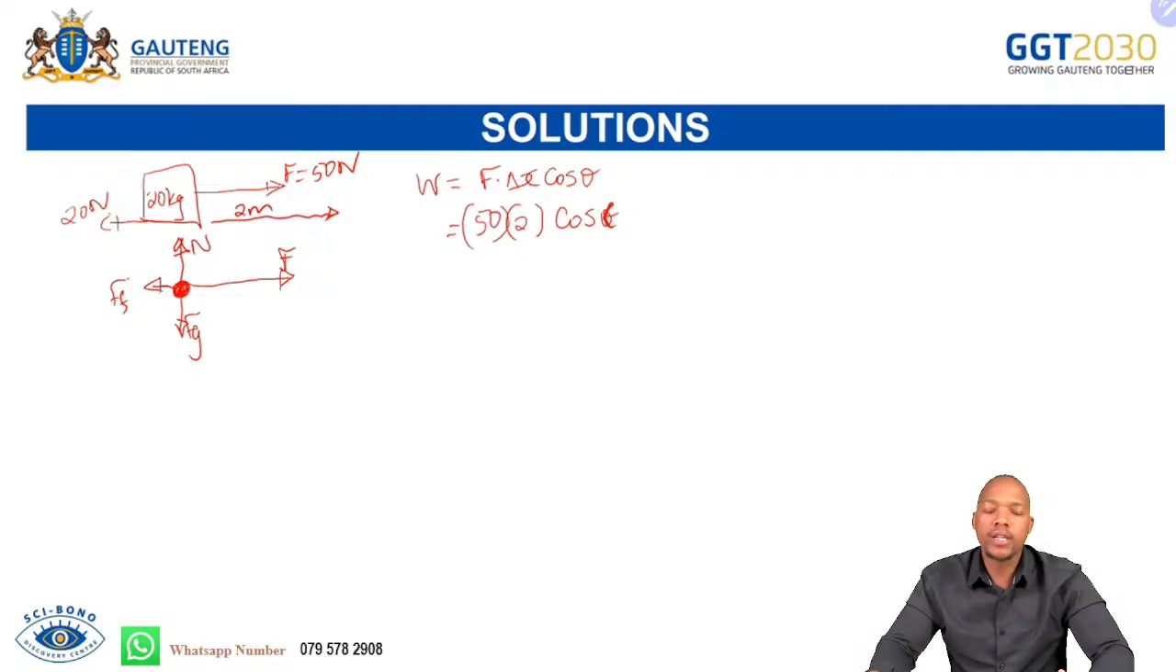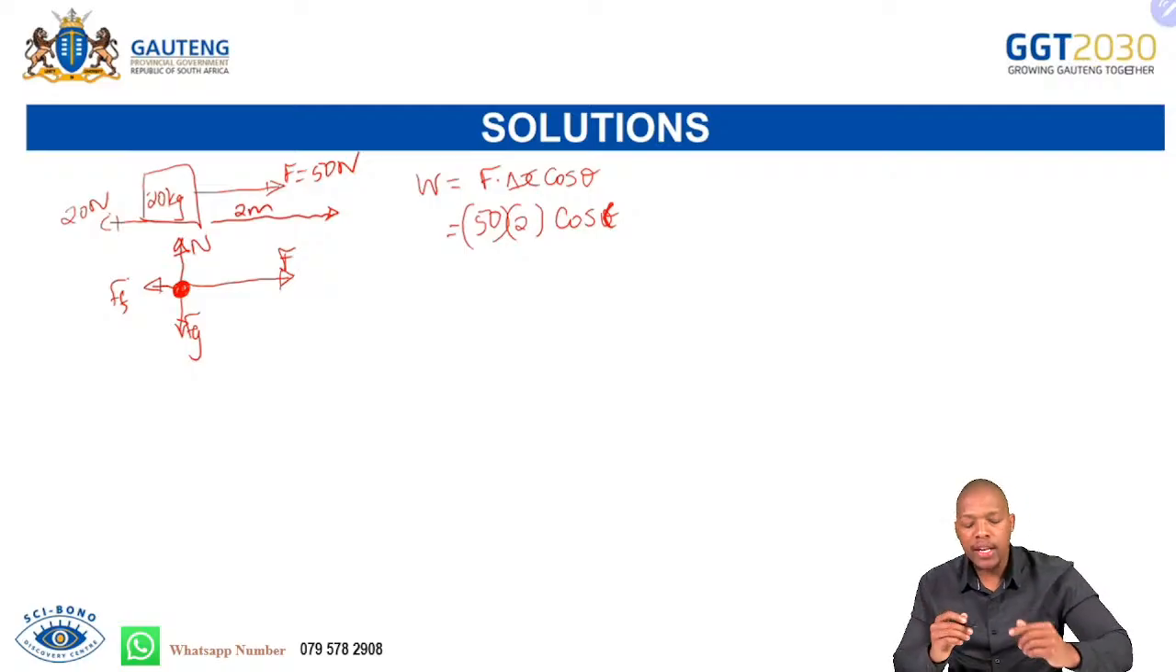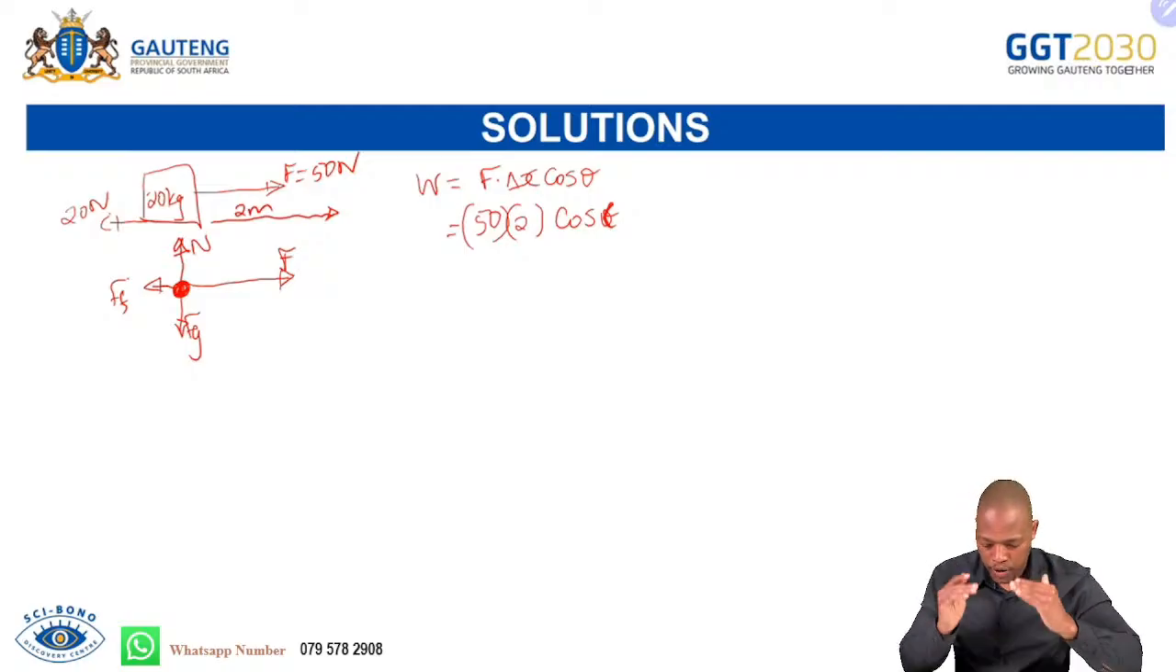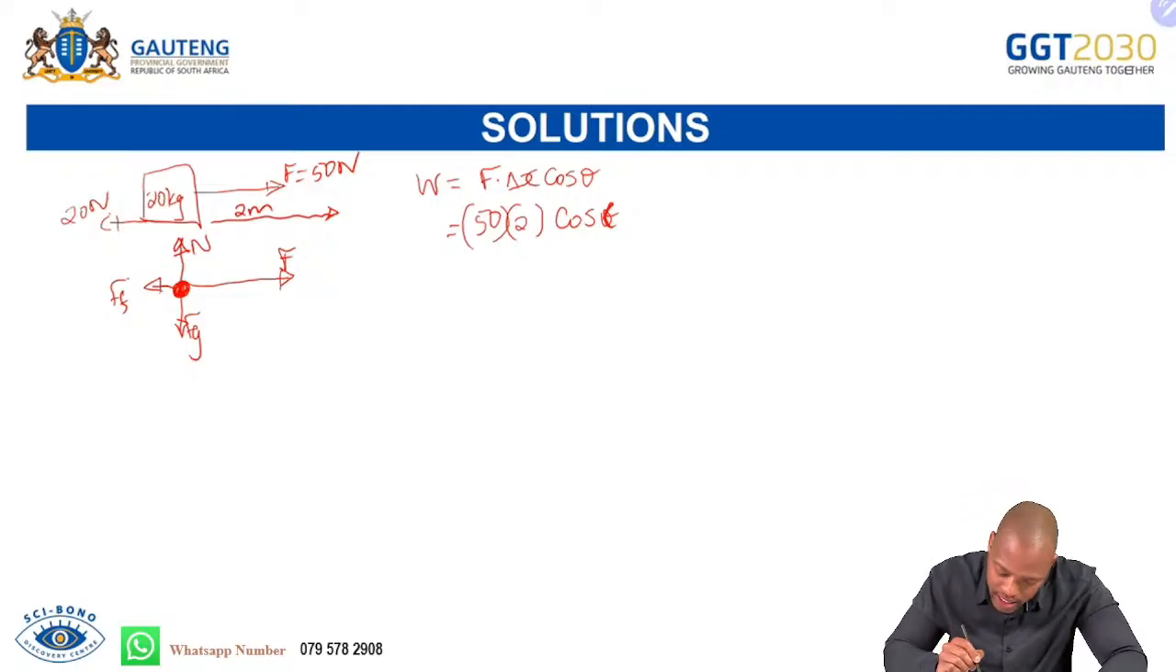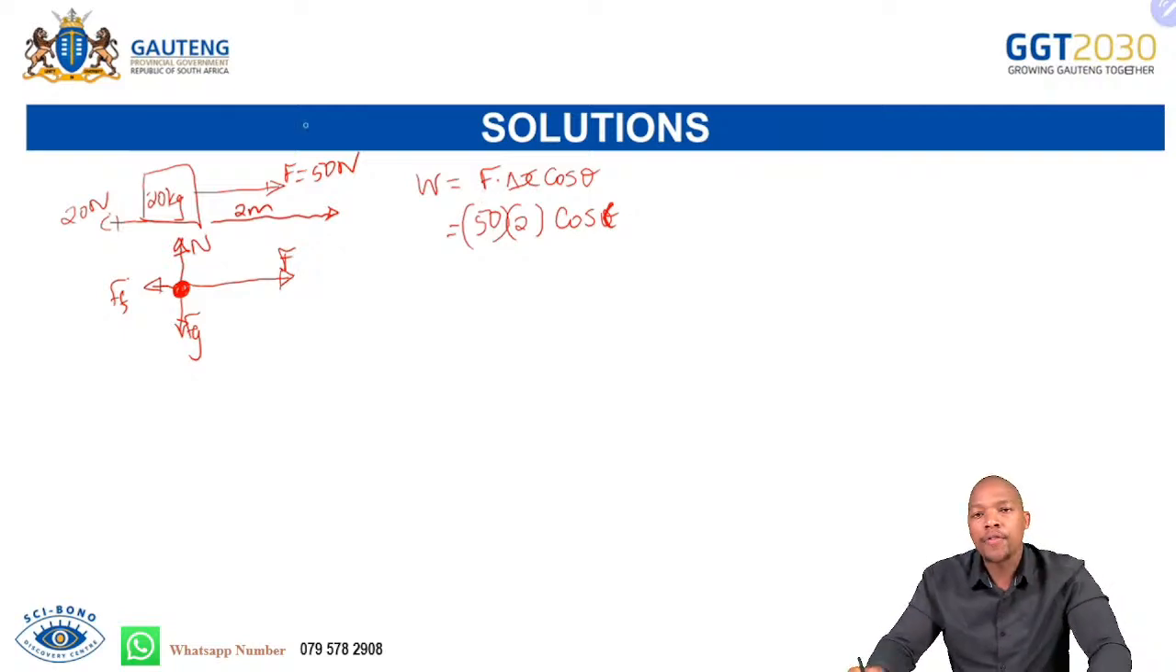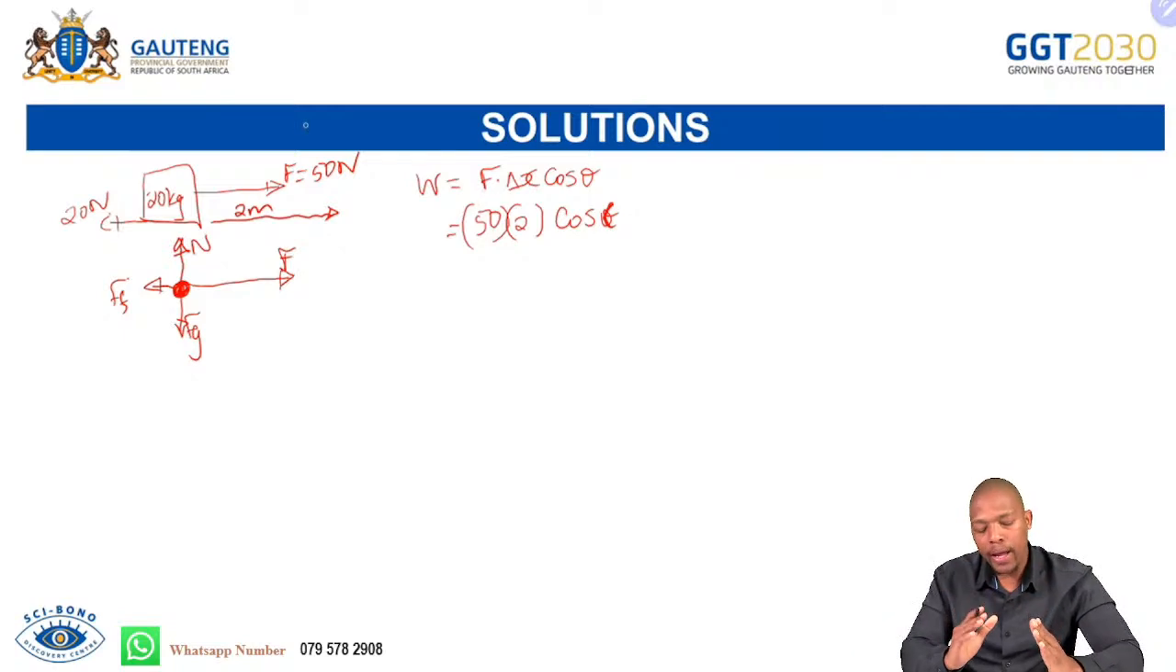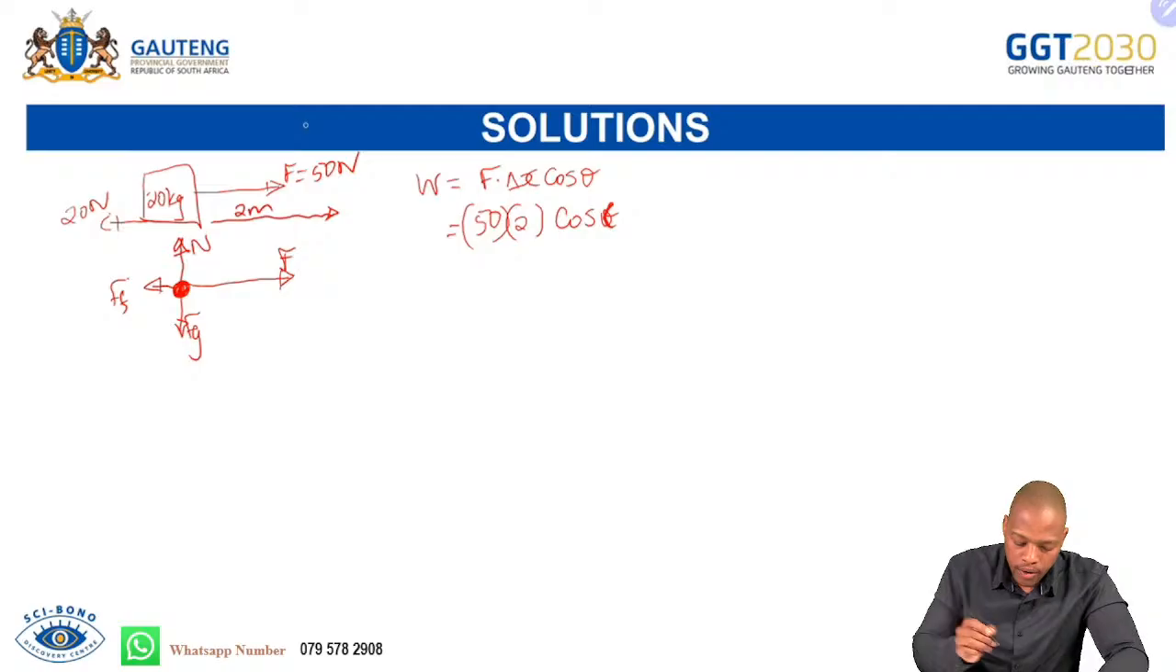Because now we have to include theta. Theta is an angle. What angle? It is the angle between the displacement and the force in question right now. What is the force in question right now, grade 12? It is the force applied, the 50 newtons. So I have to go back and investigate what is the angle between the displacement and the force in question.